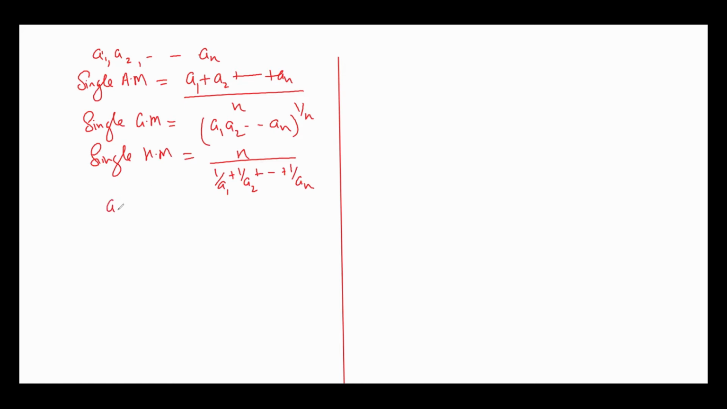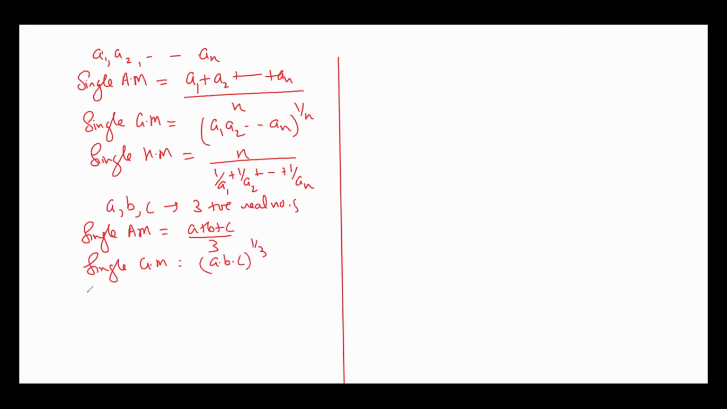So instead of that, if you have these three numbers, then their single AM, which can be denoted by capital A, will be A plus B plus C by 3. Single GM will be A into B into C to the power 1 by 3. And single HM of these three numbers will be 3 upon 1 by A plus 1 by B plus 1 by C.